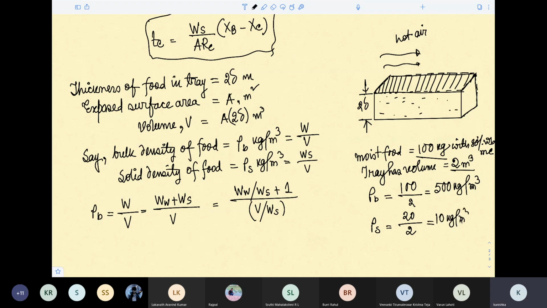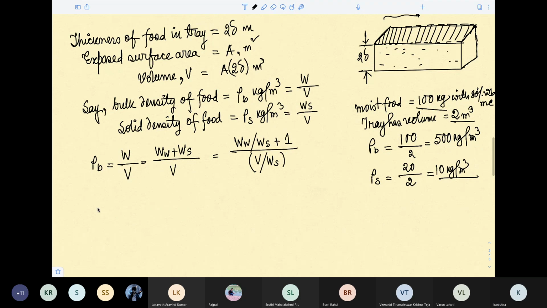That means it has become dry, and we are removing the moisture. Because the bulk density also counts the mass of the moisture, here you are left with only the dry solid. So that's why it becomes 20 by 2, 10 kg per meter cube. It reduced. Okay.